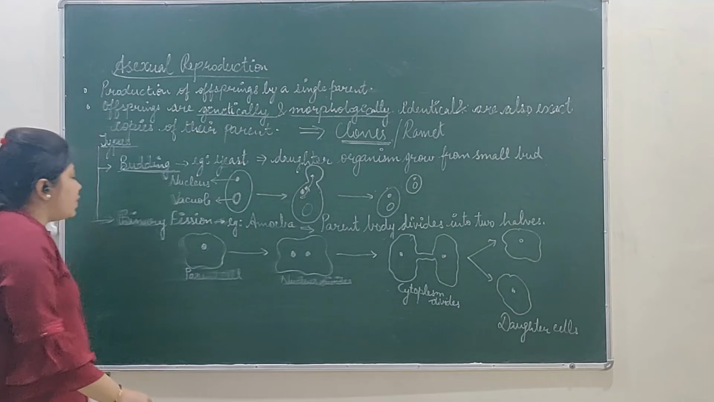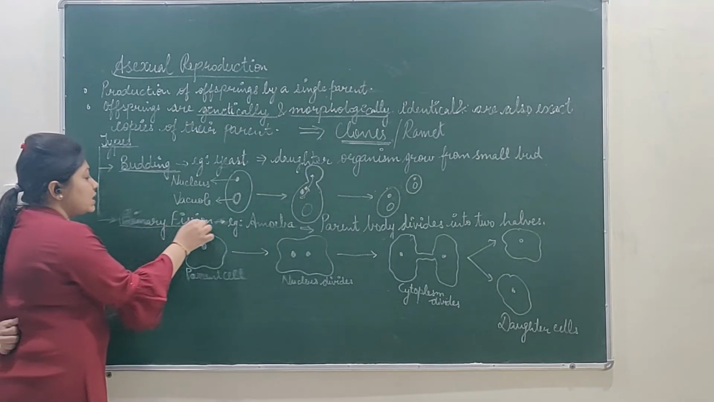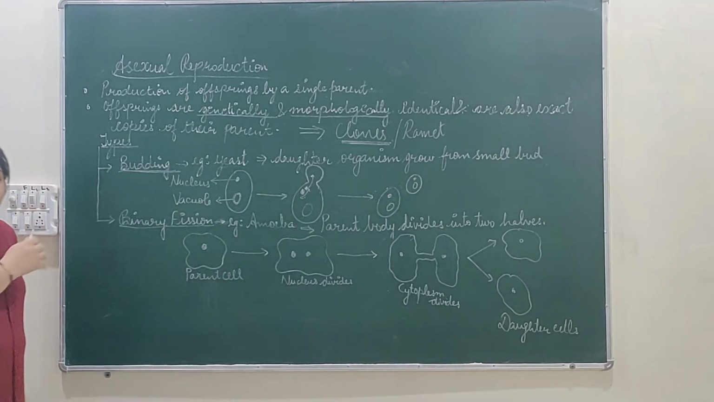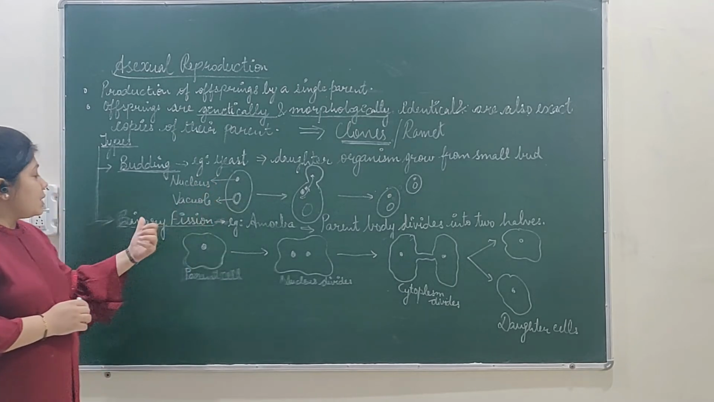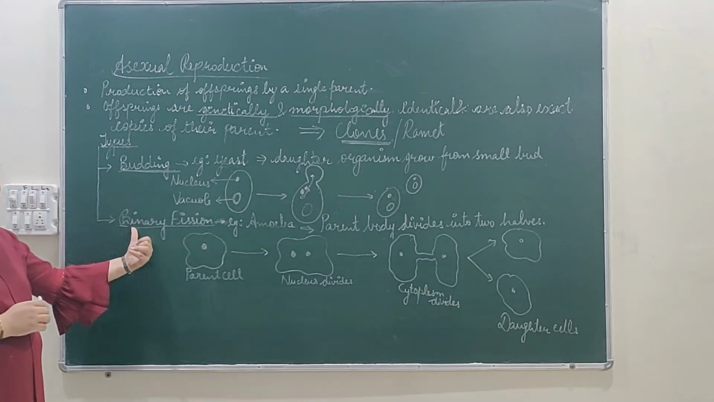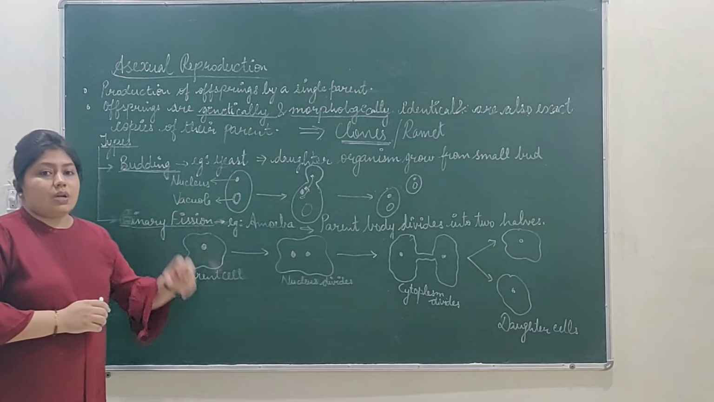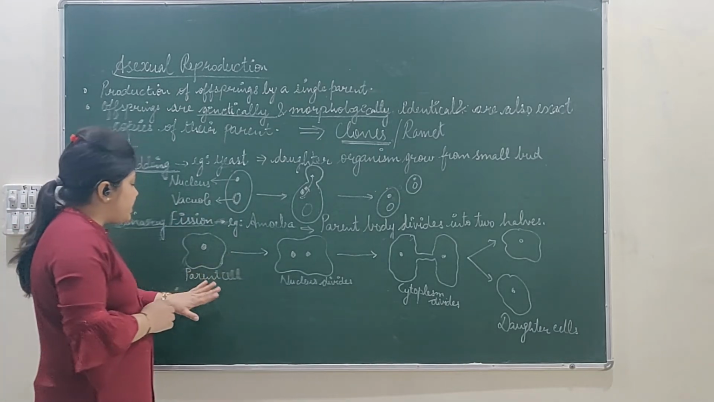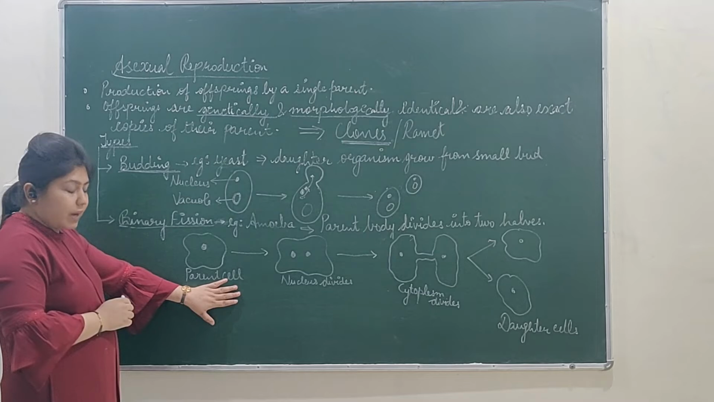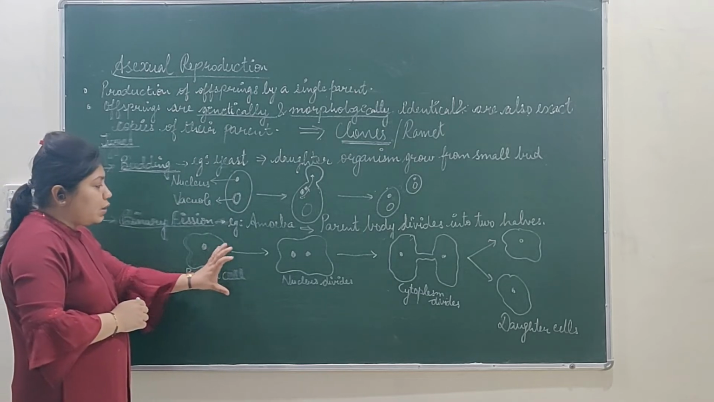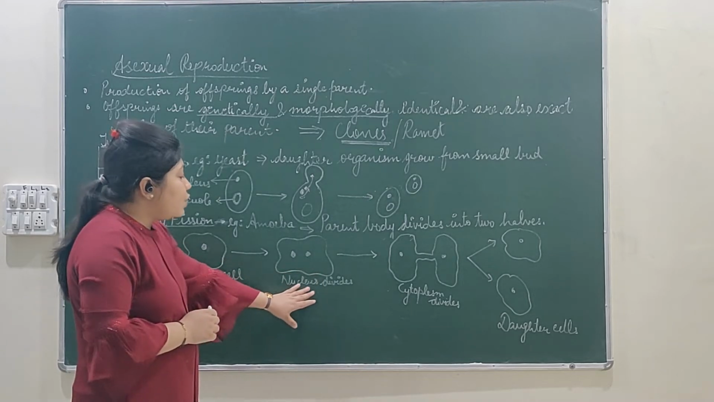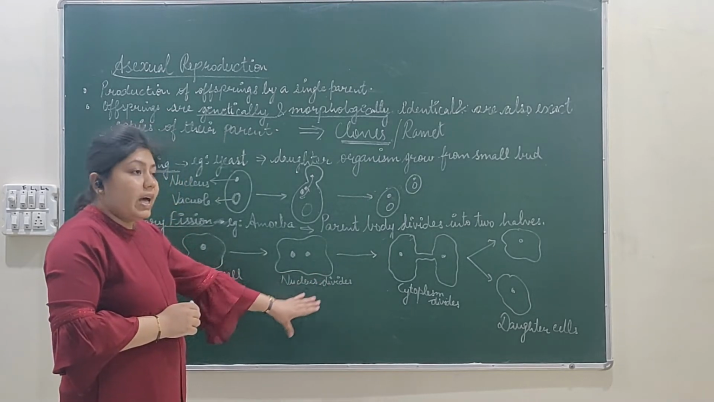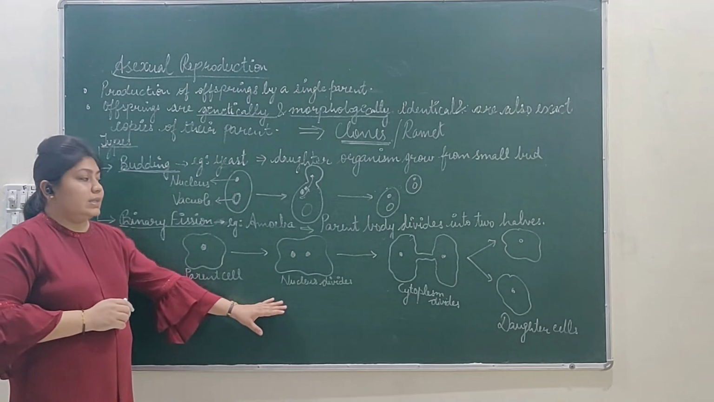So the next process is binary fission. You must have studied this process in previous classes. The most common example of binary fission is amoeba, right? As the name indicates, binary means two daughter cells are formed. What happens in this? The parent cell grows in size. The nucleus first divides. Wherever nucleus division is taking place, that term is known as karyokinesis.